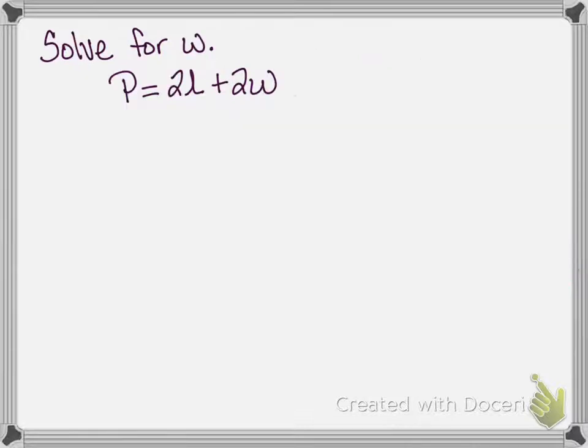Okay. Now we are solving for W. Now we're solving for W. I have P equals 2L plus 2W. Before I can get anywhere near the W, I've got to get rid of the 2L. How do I get rid of the 2L? Subtract 2L. Okay, so you're going to subtract 2L from both sides.